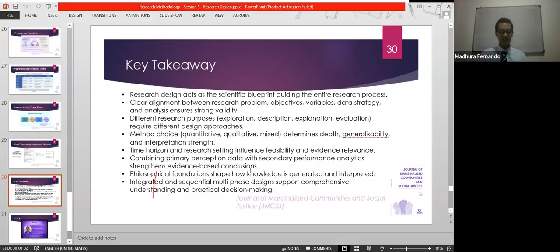That is another takeaway. Philosophical foundations shape how knowledge is generated and interpreted. Integrated and sequential multi-phase designs support comprehensive understanding and practical decision making. Yeah. These are the takeaways of today's session.